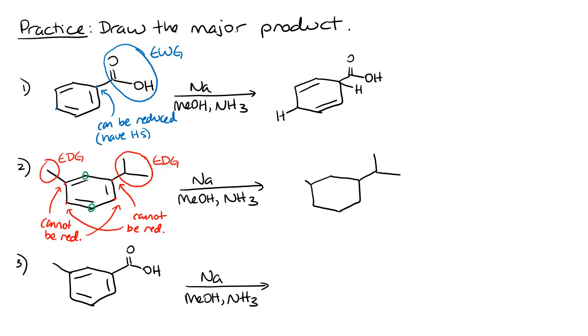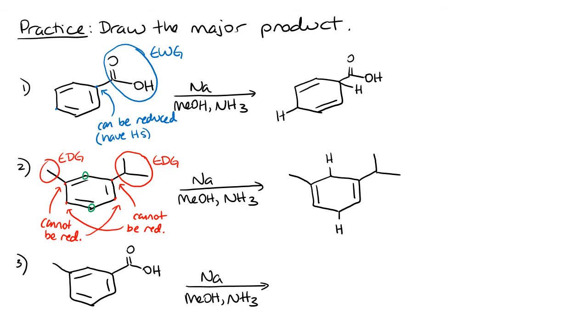So we will go ahead and draw our 6-membered ring and our groups. We'll draw the H's on the carbons that are capable of being reduced, and then we'll draw our parallel pi bonds across the carbons that were not reduced.